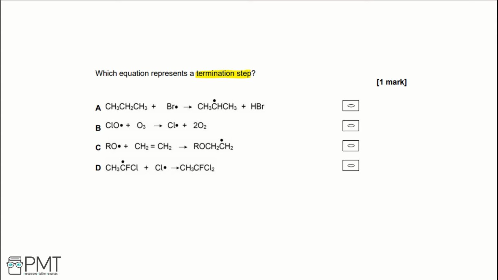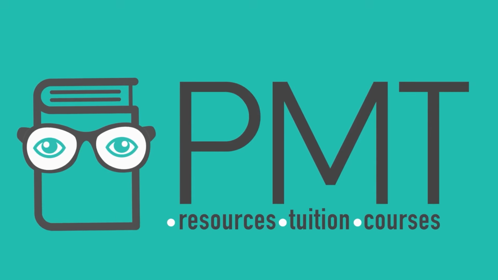And the only one of these possible equations that does that is D, because the other 3 only have 1 radical reacting with something that's not a radical and producing a radical and something else, or just a radical. So our answer has to be D, because this is the only one where you react 2 radicals together and form a compound that's not a radical. So to get the mark for this question, you need to circle the box corresponding to D.